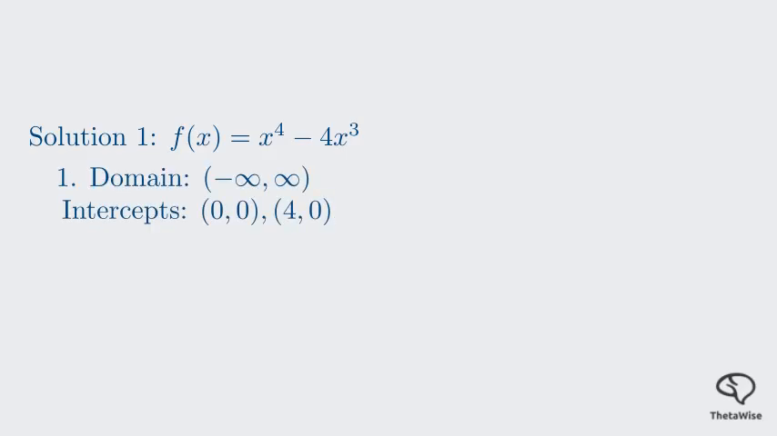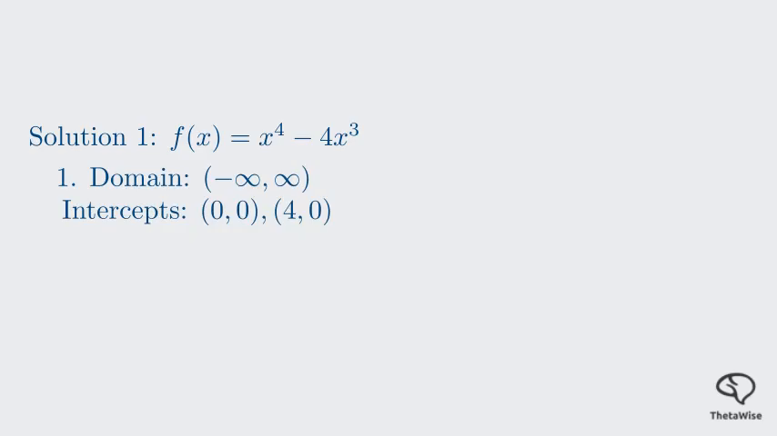F of x equals x to the 4th minus 4x cubed. Here's the solution. First, the domain is all real numbers. The y-intercept is at (0, 0). The x-intercepts are at (0, 0) and (4, 0). Domain is all real numbers. Intercepts are at (0, 0) and (4, 0).